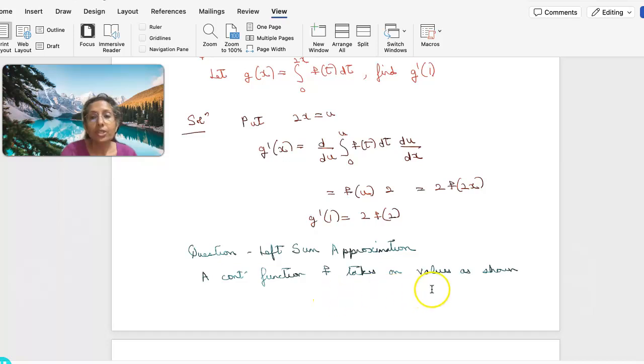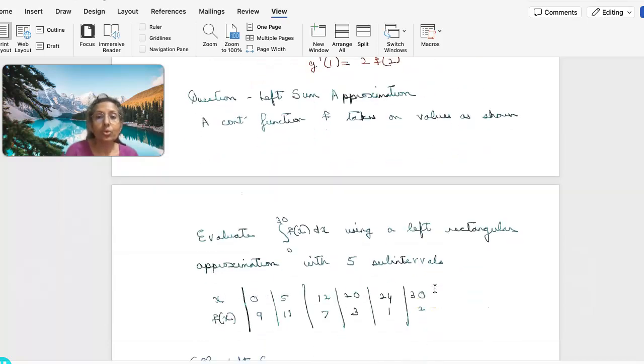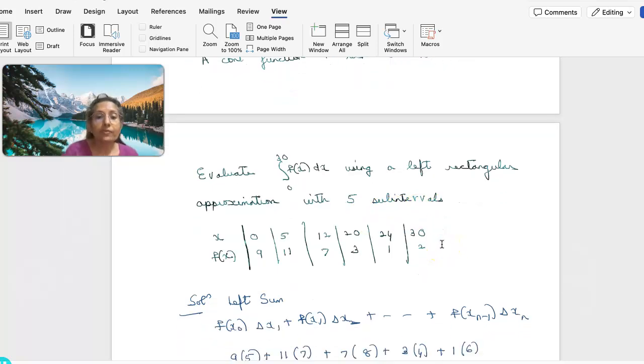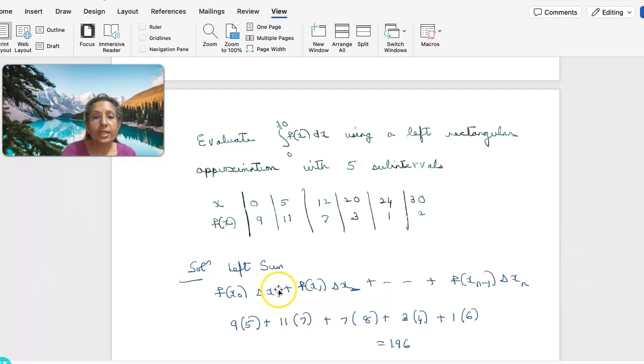Okay, the next question is on left sum approximation. A continuous function f takes on values as shown. These are the values. Evaluate integral 0 to 30 f(x) dx using a left rectangular approximation with 5 subintervals. So the left sum will be f(x0) delta x1 plus f(x1) delta x2, and you go on up to f(x_{n-1}) delta xn.